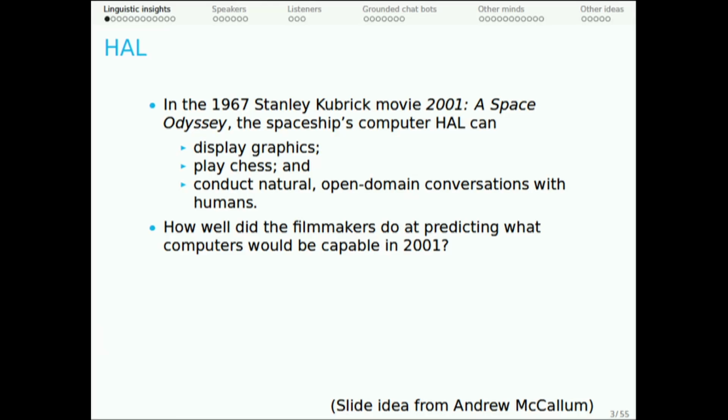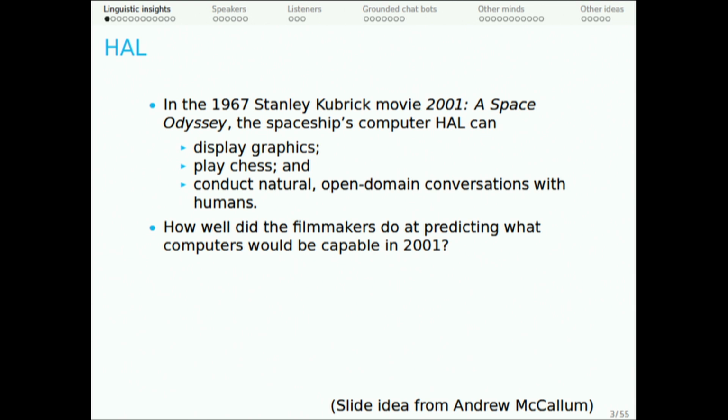But let's start with some of this history. This is a slide idea that I stole from Andrew McCallum. And he just encourages us to think, maybe in 2019 now, about the movie 2001, because you could think of that movie as in part making predictions about three things in terms of technology. First, a prediction about what computer graphics will be like in the year 2001, about computer chess playing in 2001, and finally about NLU in 2001, because the onboard robot, HAL, that is kind of the ship, conducts very natural, open-ended conversations with humans, and we could think about what life is like for us.